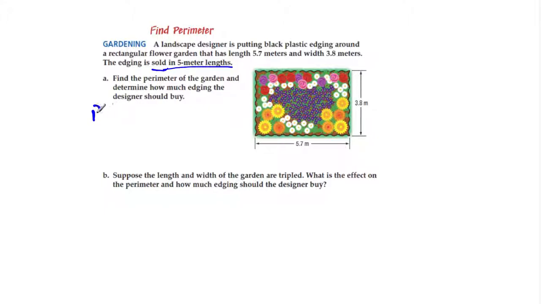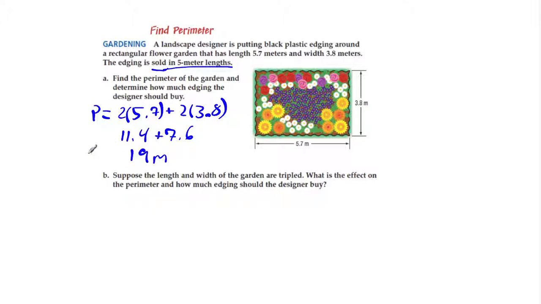So the perimeter is going to be 2 times 5.7 plus 2 times 3.8. So this right here is going to be 11.4, and this is going to be 7.6. And we add these together, and we're going to get 19. And this is 19 meters. So that's the perimeter, 19 meters.